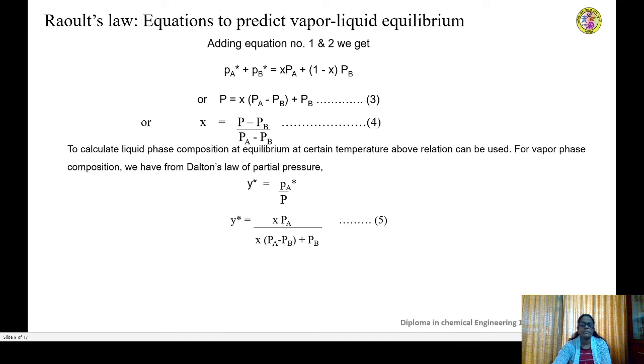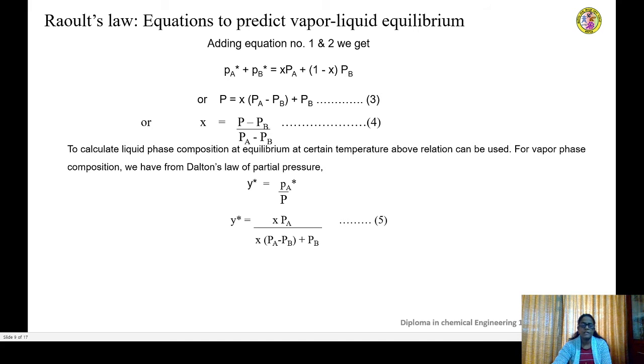So substituting equation number 3 in the above equation, you get Y star equals XPA divided by X into P minus PB plus PB. So this is your equation number 5. After you get the value of X using equation number 4, use that X value in the above equation to get the corresponding values of Y star.